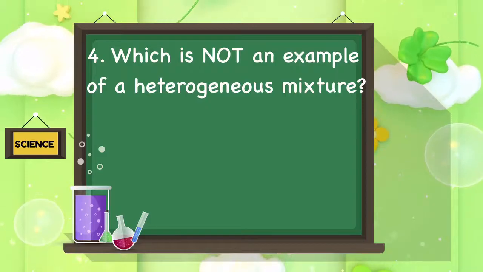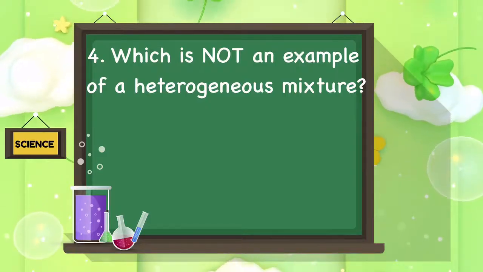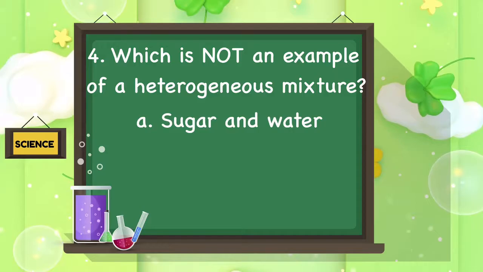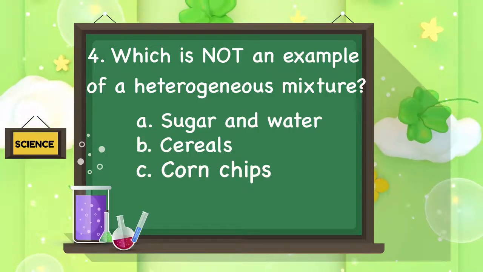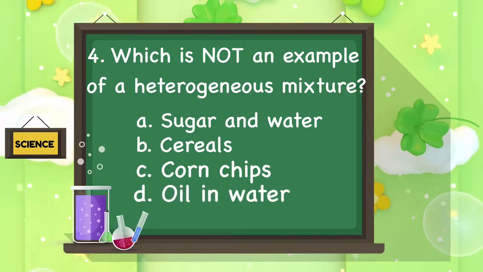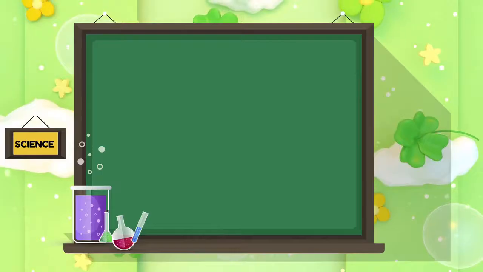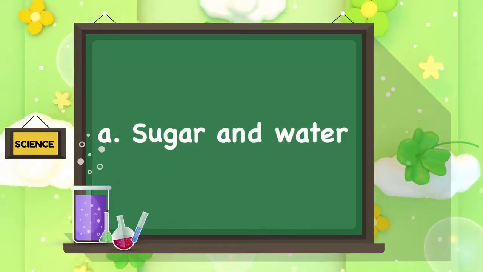Number 4. Which is not an example of a heterogeneous mixture? A. Sugar and water, B. Cereals, C. Corn chips, or D. Oil and water? Our answer will be letter A. Sugar and water.